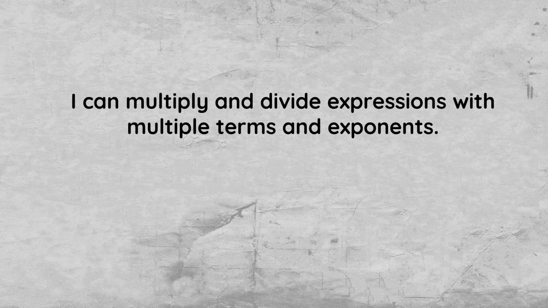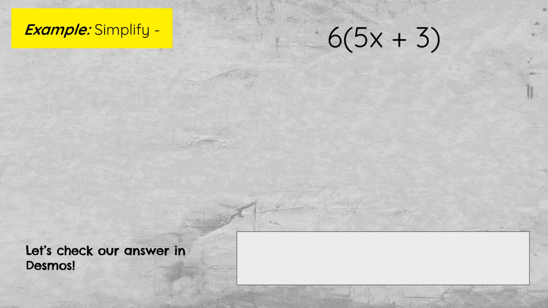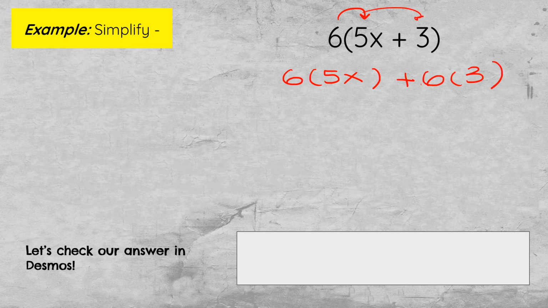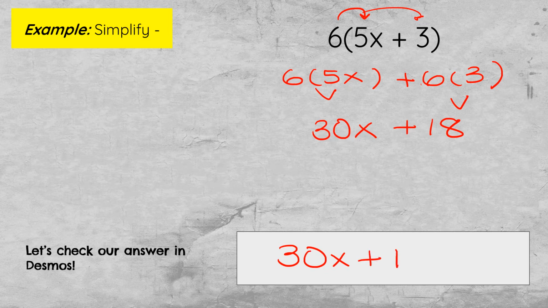All right, in this video, we're going to go over lots of examples of how you can multiply and divide expressions that have multiple terms and exponents. So our first example should look familiar. This is an example of the distributive property. So we're going to do 6 times 5x plus 6 times 3. We know this will give us 30x. 6 times 3 gives us 18. These are not like terms, so this would be our final answer.